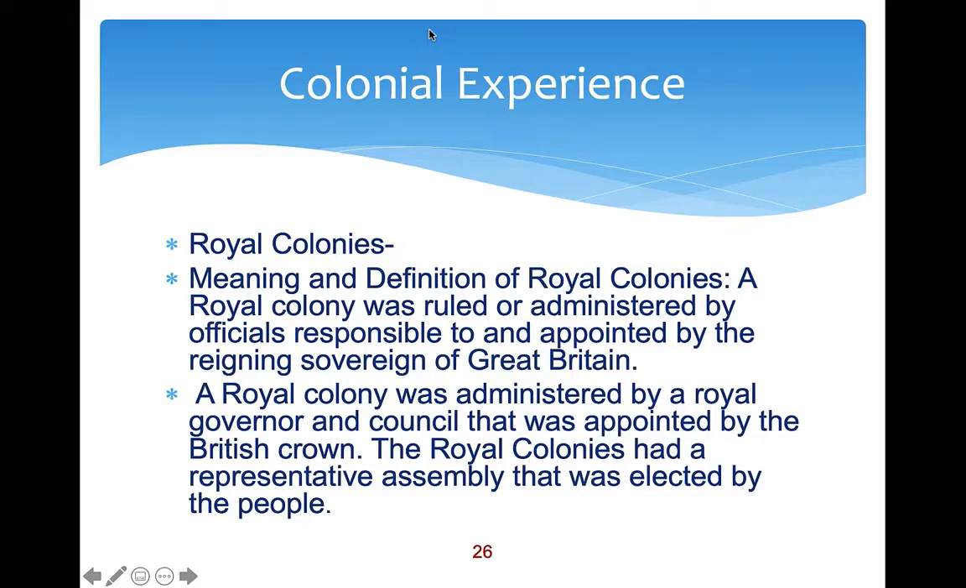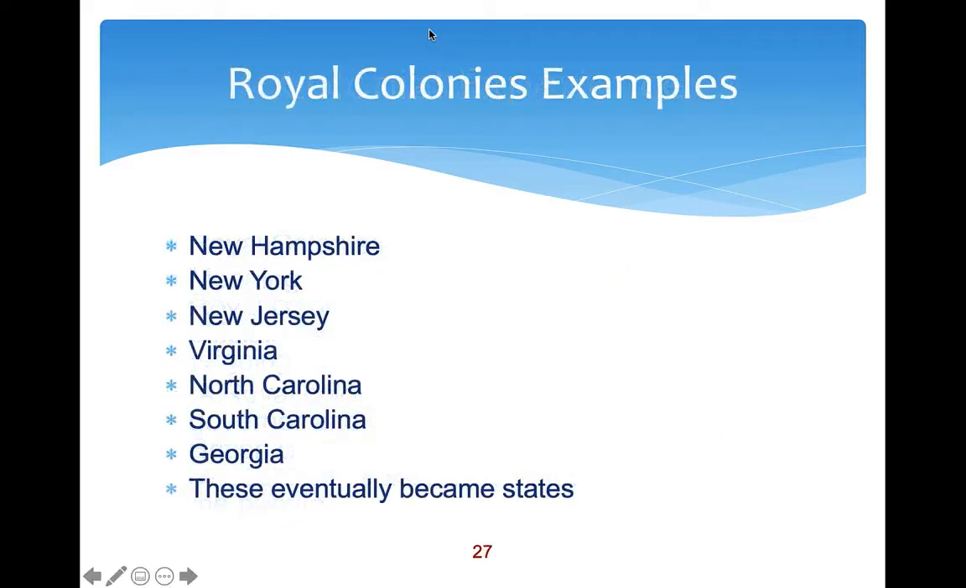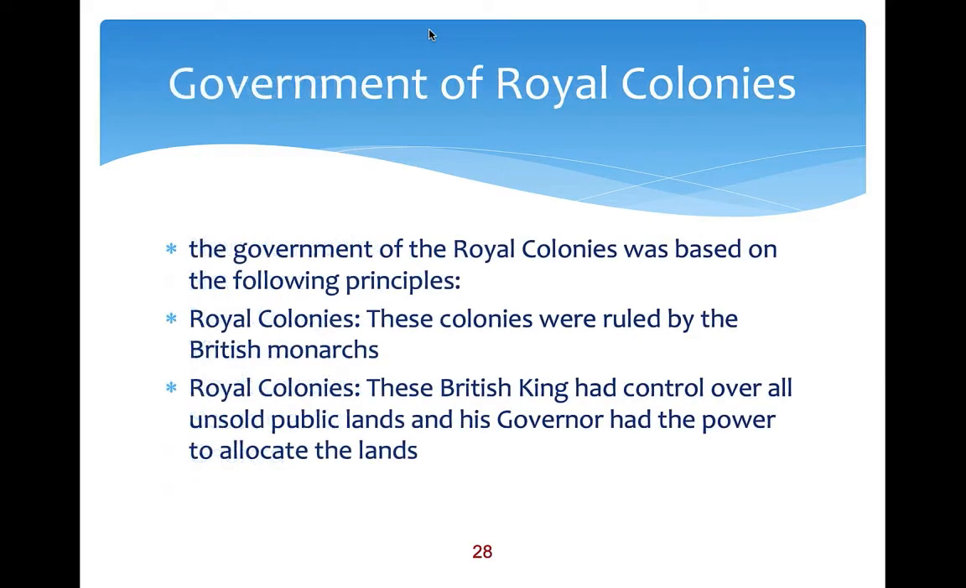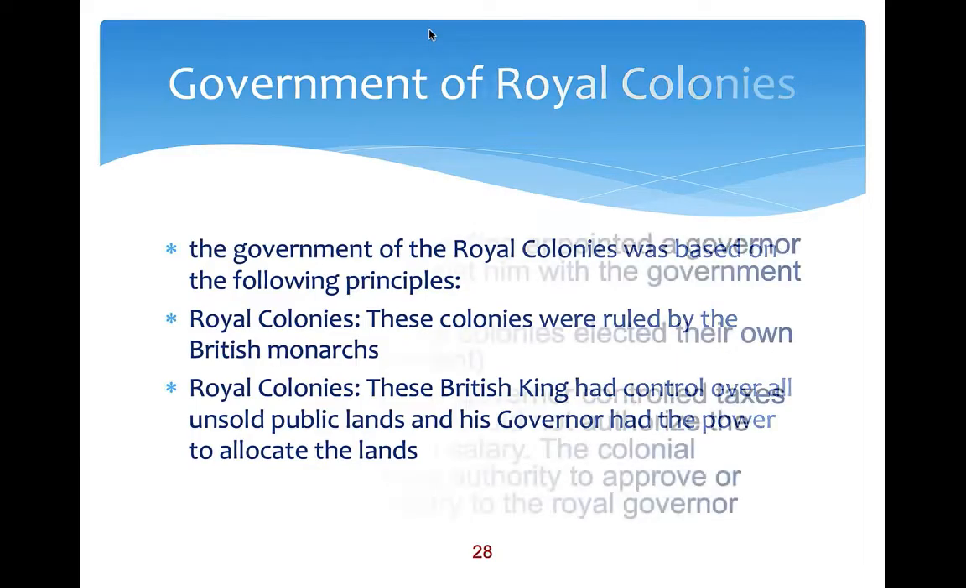During the colonial experience prior to the Declaration of Independence being signed, we had royal colonies. Royal colonies were ruled by an administrator or a governor appointed by the King of England, right? So they were kind of subservient. And here are some examples of states that were royal colonies. They were ruled by British monarchs, and the king had control over unsold public lands, and the governor had the power to allocate those lands. But remember, the governor was very subservient to the crown.